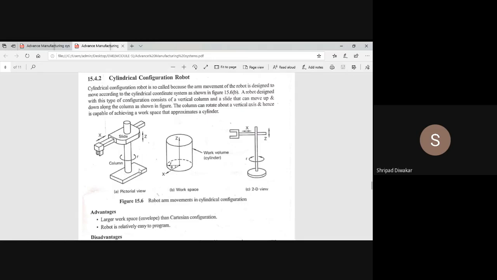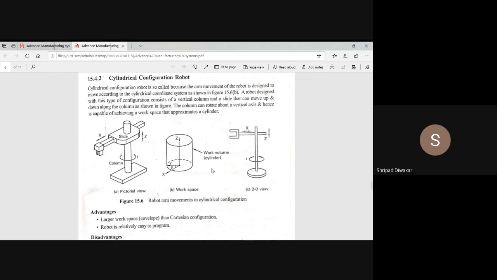Okay, you see the structure of your cylindrical coordinate system. Here we are having the base. Next, this is called as column, and on the column we are having slide. So you can see this is the arm. Okay, the arm can move in cylindrical coordinate system. It can move up and down, that is called as z coordinate, and also at an angle, so it can rotate at a particular angle, and also we can move the slide up and down, that is called as z direction. So we are having two things, one is z and one is theta. Okay, so these are the two coordinates.